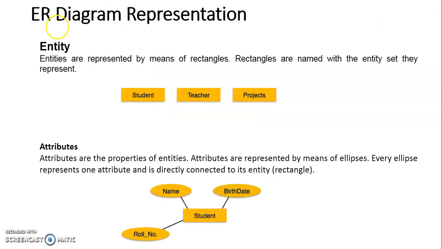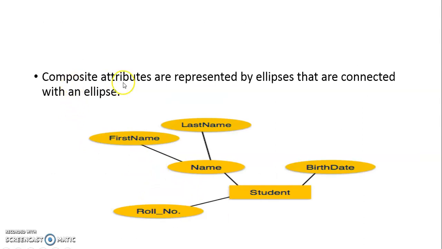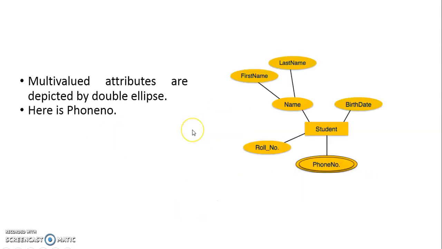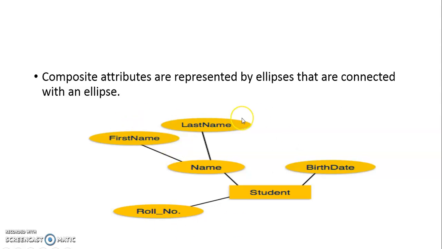So how to represent an ER diagram? See, we have already studied that an entity is represented by a rectangle. Attributes are represented by an ellipse shape. Next, composite attribute. Composite means, yes, the name is a composite attribute which is further divided into first name and last name. Okay. So here you can represent a composite attribute like this.